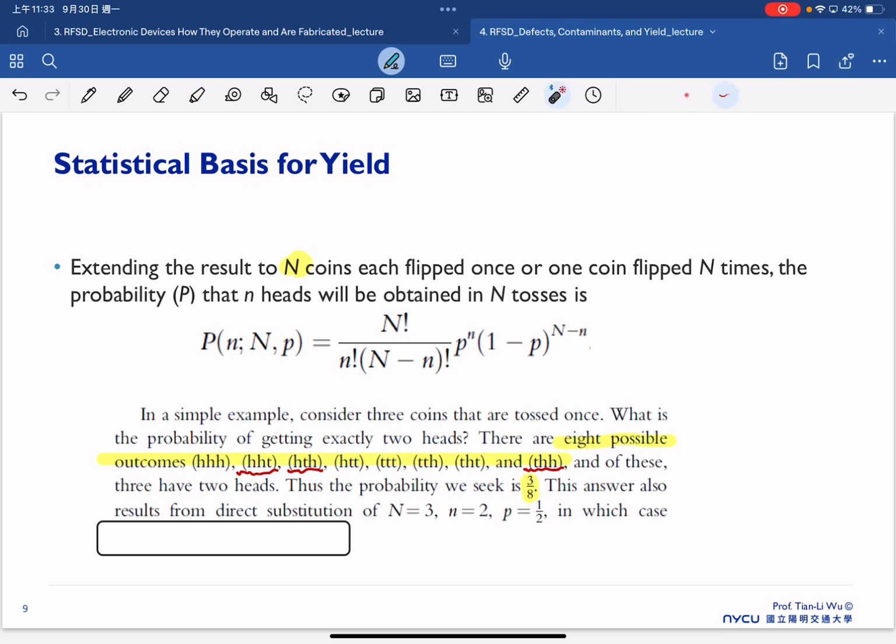So in our case here, capital N is equal to 3, small n is equal to 2, and P is equal to 1/2. So therefore, the probability here, P. So that's just a very simple mathematical verification. We can easily put out all the scenarios and count what would be the case with two heads, or we just use this equation, and we get exactly the same conclusion.